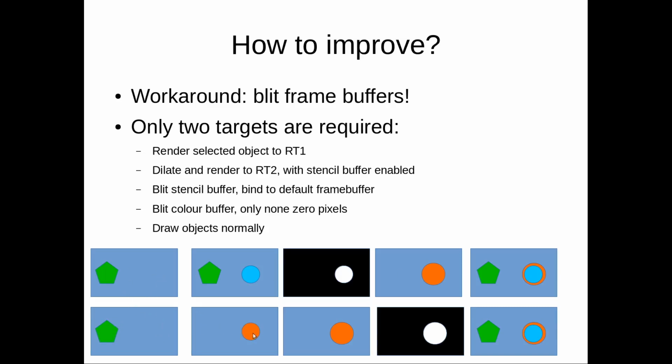we render the selected object in another target, which is render target 1. Then in target 2, we dilate the rendered object a little bit, and also we enable the stencil buffer. So this is the color buffer of render target 2, and this is the stencil buffer of render target 2, right? And here, the magic happens.